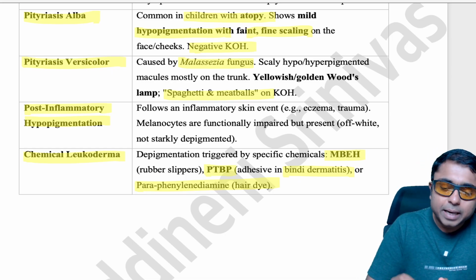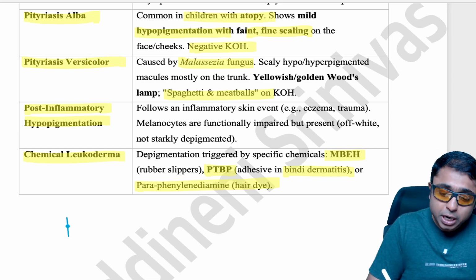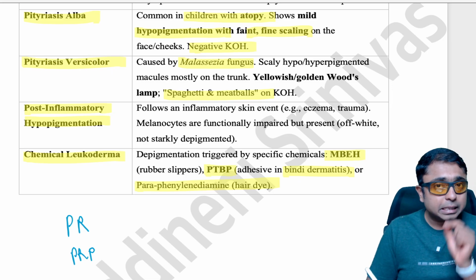And what is the type of pityriasis which I was discussing in the video? Pityriasis rosea, pityriasis rubra pilaris. Very important, remember, these are also previous year questions.